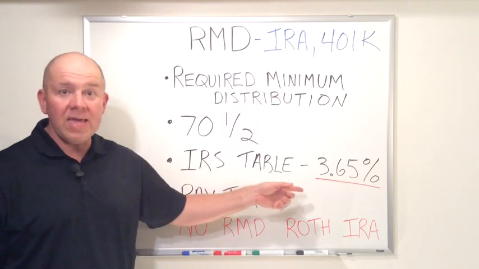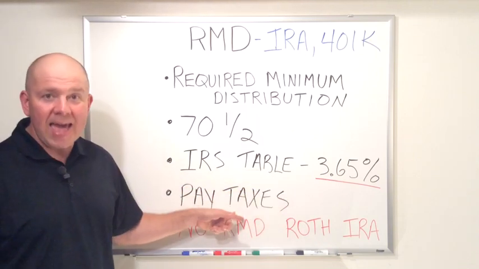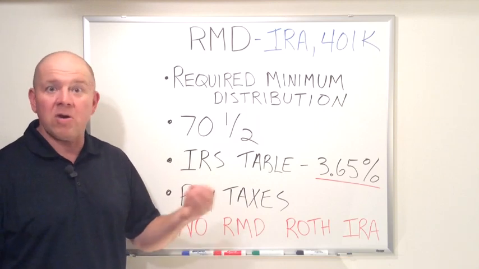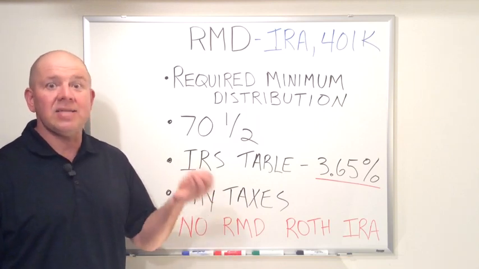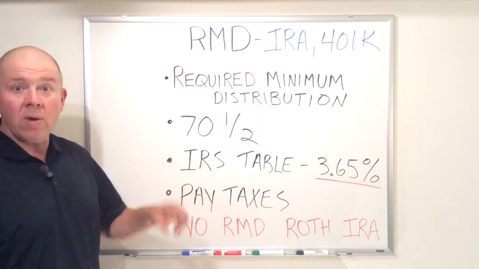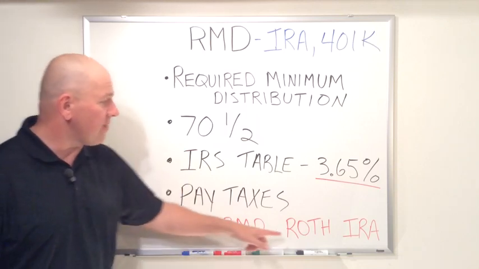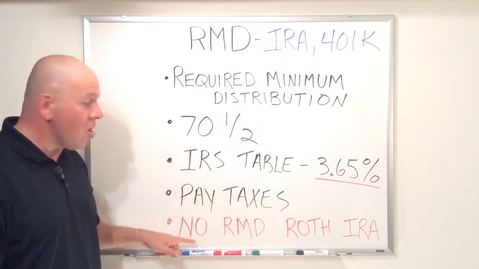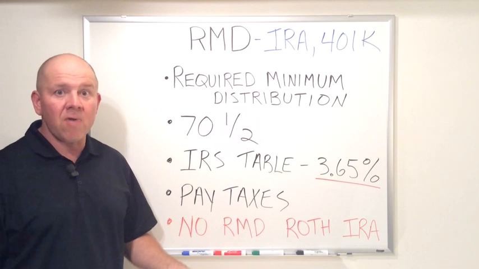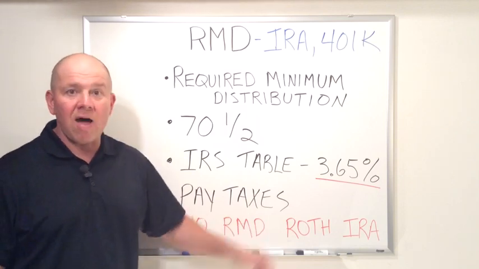Whatever the withdrawal is, you're going to have to pay taxes on it at ordinary income tax rates. Any withdrawal from a normal IRA plan is taxed at ordinary income tax rates, not capital gains rates. And one last thing here is if you have a Roth IRA, there are no RMDs on a Roth IRA. You've already paid the taxes up front, so no RMDs on Roth IRAs.